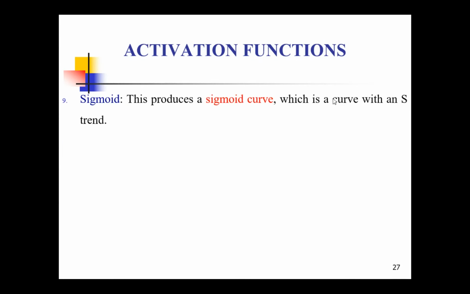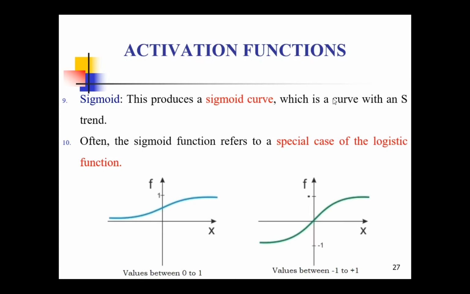Then comes the sigmoidal. This sigmoidal is a curve with an S-tail. Here we can see this is a special case. In the first image, you can see a sigmoidal curve that varies between 0 and 1. But in the second case, it varies between -1 and +1. So depending upon the values in which it works, it has different names.